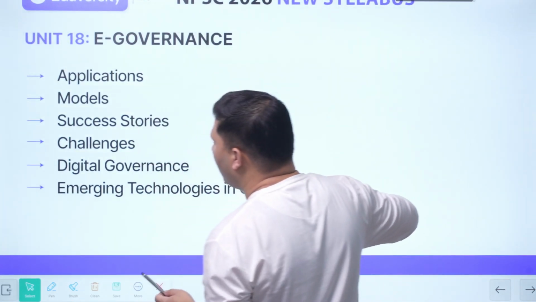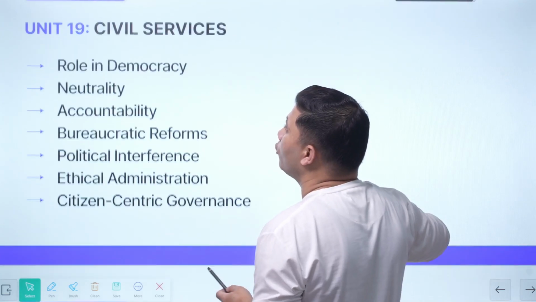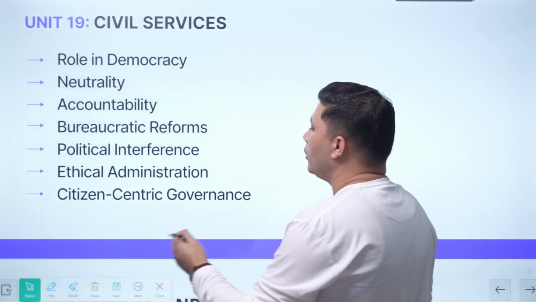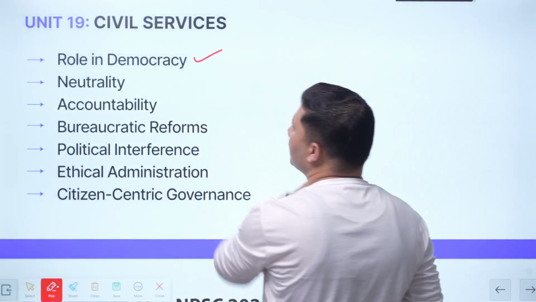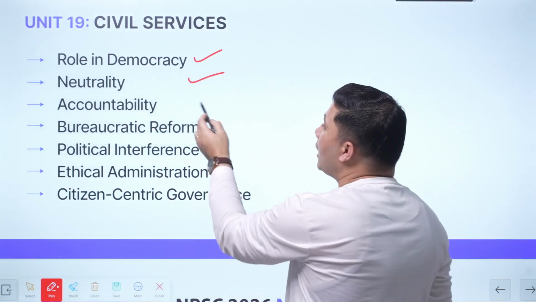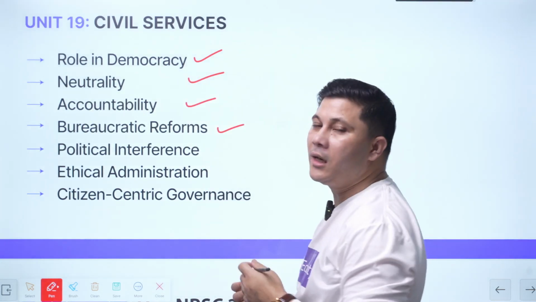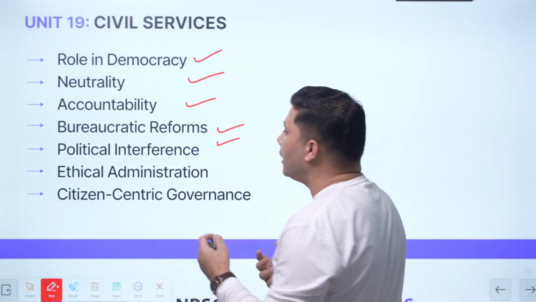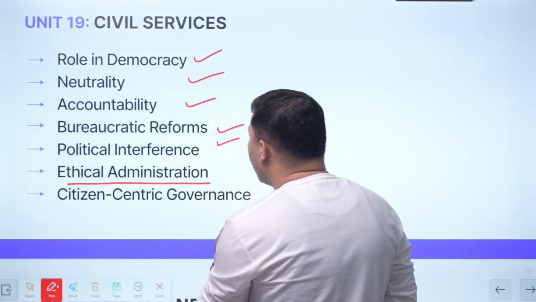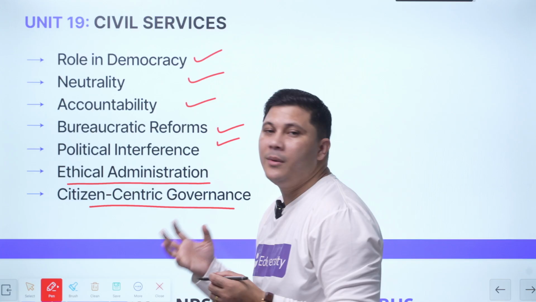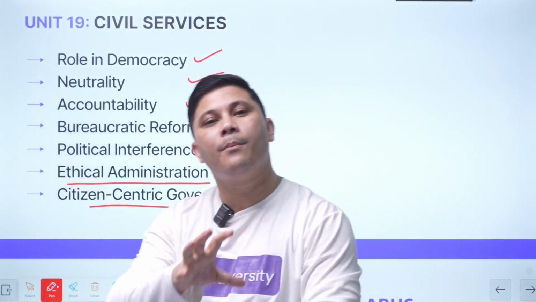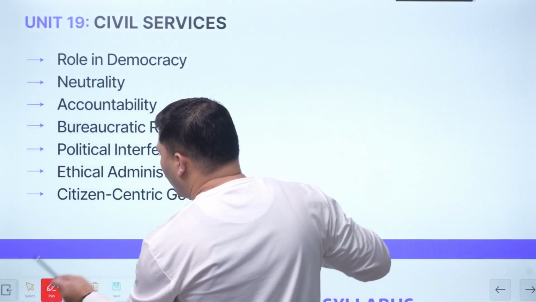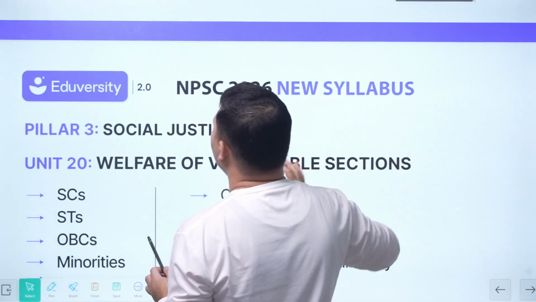Now going forward, we are also going to study in the governance sector the civil services. We are going to study the role of civil services in democracy, neutrality, accountability, and bureaucratic reforms. What bureaucratic reforms have been taken, political interference in the civil services, ethical administration, and citizen-centric governance. So civil services is also a very important part of the governance sector. Now going forward, we are going to study social justice.